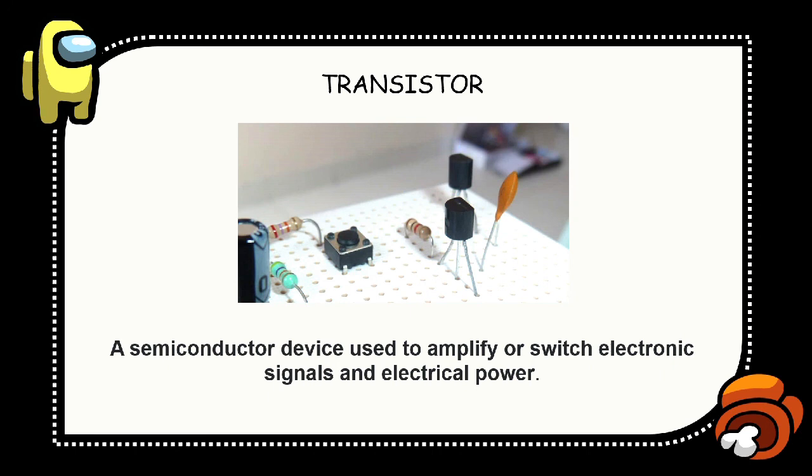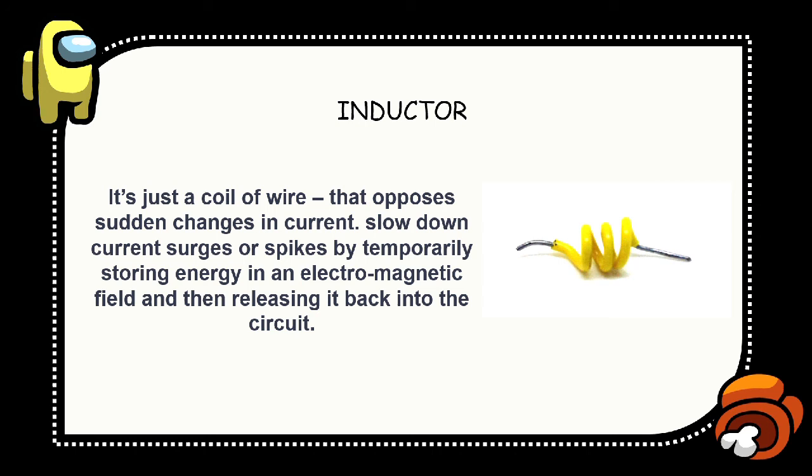For the inductor, it's just a coil of wire that opposes sudden changes in current. So, it slows down current surges or spikes by temporarily storing energy in an electromagnetic field and then releasing it back into the circuit.